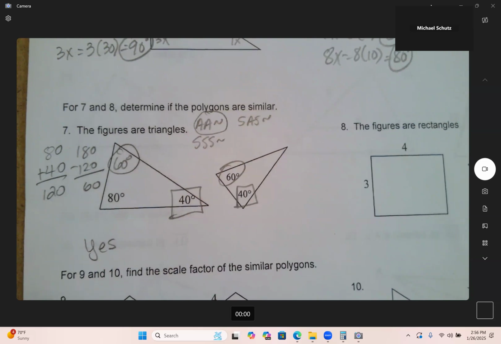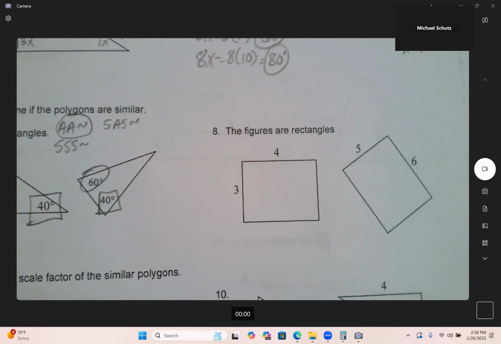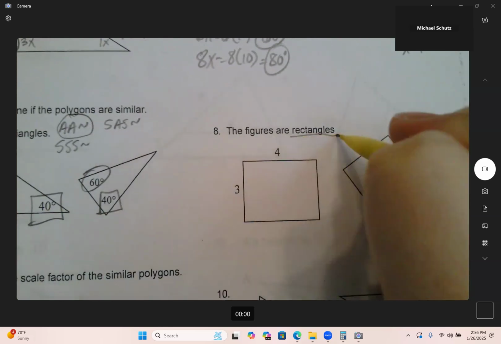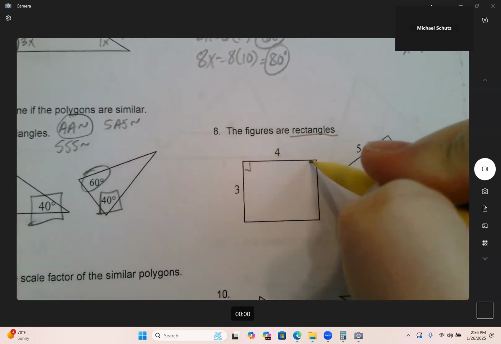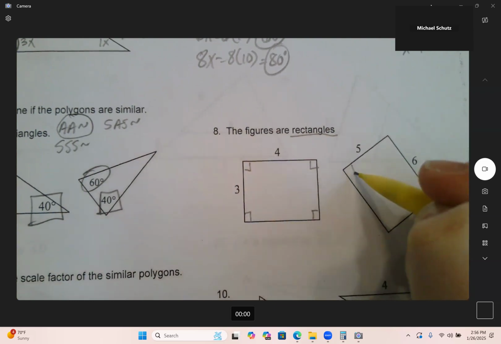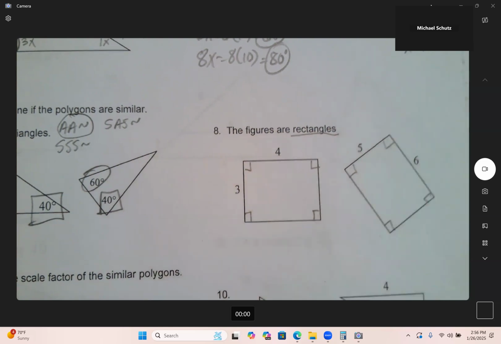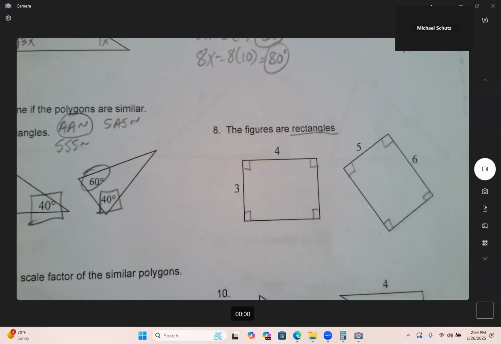All right, let's take a look at now number 8. Number 8, we have rectangles. So we do know, because of the fact that these are rectangles, we're going to have 4 right angles in each of the rectangles. So I'm going to go ahead and label that. So all the corresponding angles are going to be congruent, which is one of the requirements for any other figure to be similar to each other.